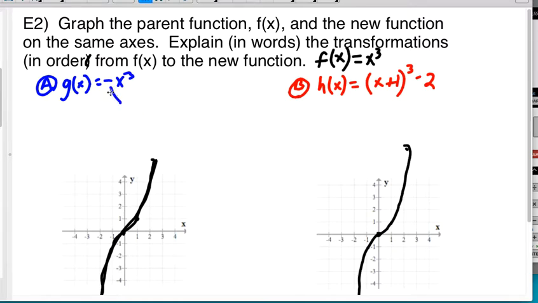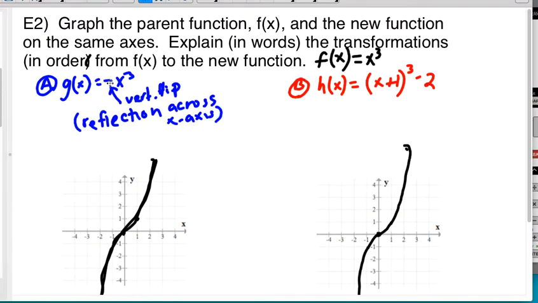So this negative on the outside is going to be a vertical flip, okay? So it's going to be essentially a reflection. That's not how you spell flip. It's going to be a reflection across the x-axis, okay? So visually what you're picturing is a vertical flip, because it's on the outside of the function, so it's going to be vertical.